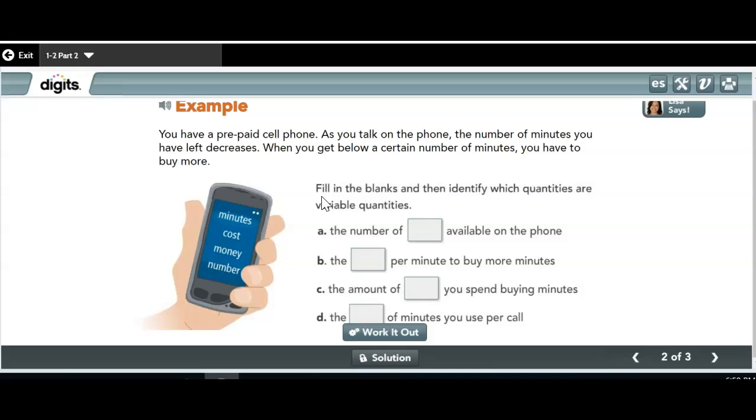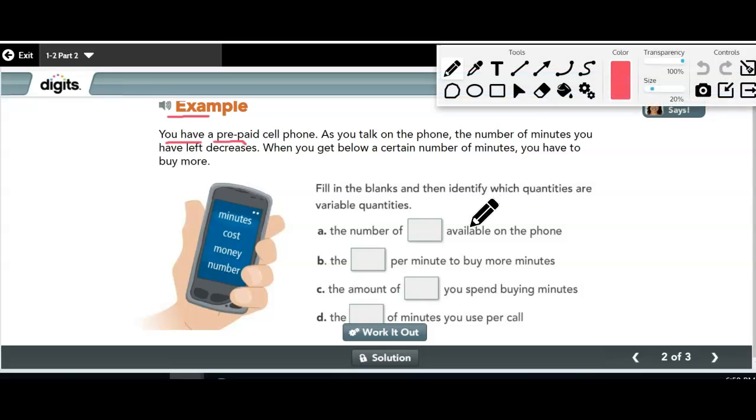So let's go ahead and fill in the blanks and then identify which quantities are variable quantities. So A, the number of minutes available on the phone. So let's go ahead and write minutes in here, the first A. Minutes.